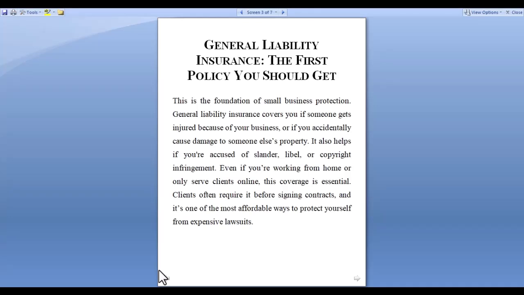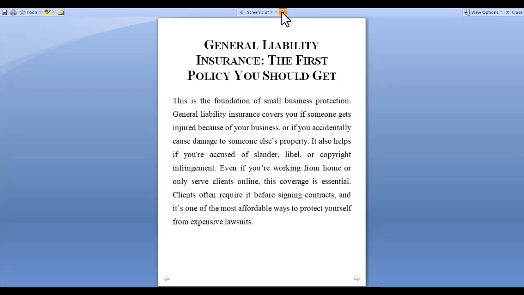So even if you are working from home or only serve clients online, this coverage is essential. Clients often require it before signing contracts, and it's one of the most affordable ways to protect yourself from expensive lawsuits. So now let's go to the next page.